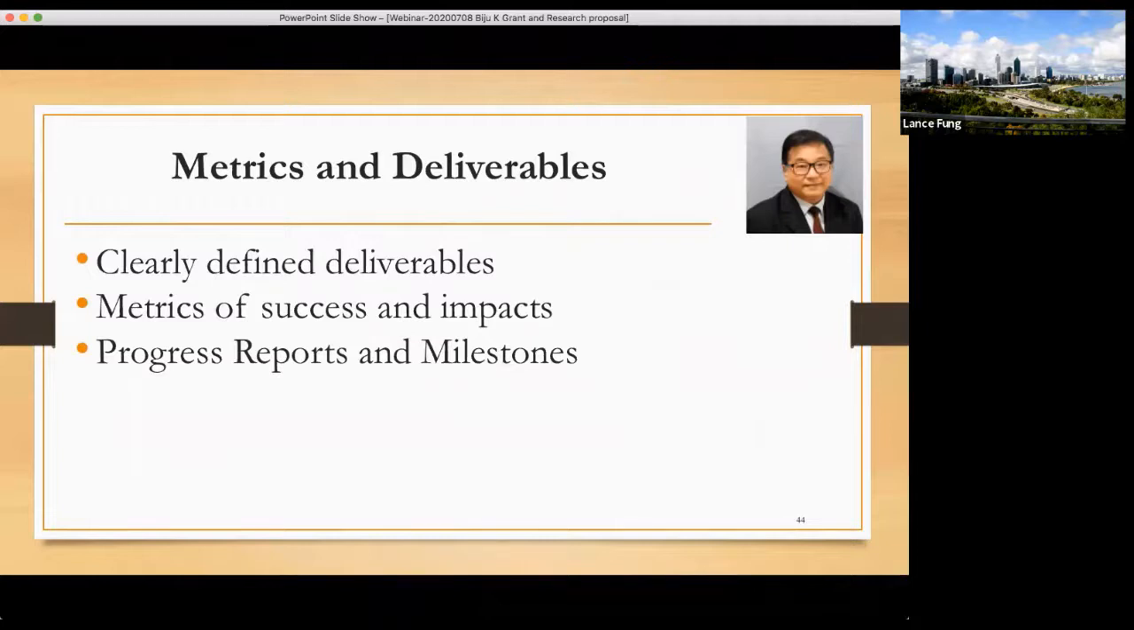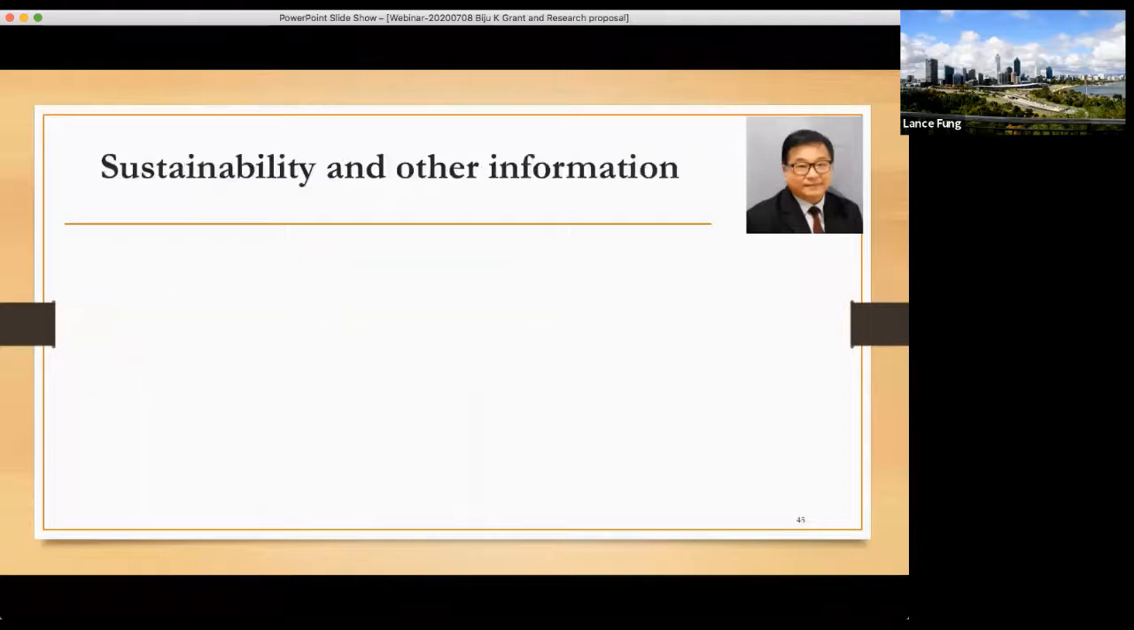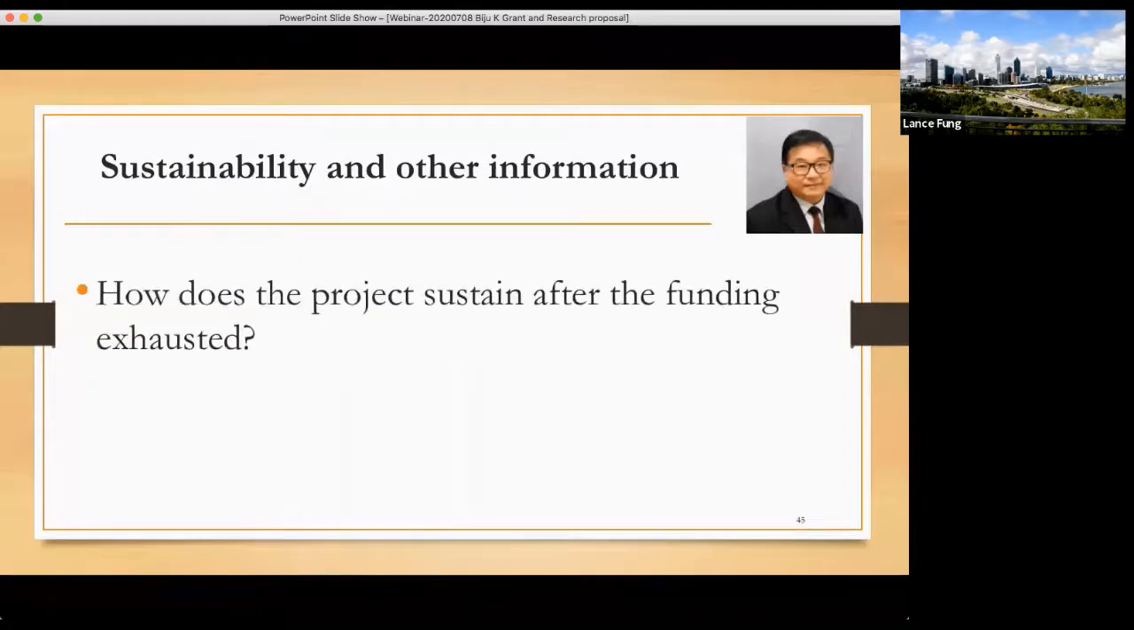But on top of that, you can argue that with this, people can go into maybe cottage industry, and then they can have additional income. So that will be additional impact, not just bringing light to them. If it is a long project, you need to highlight the progress and the milestones. Sustainability is also a very important parameter.